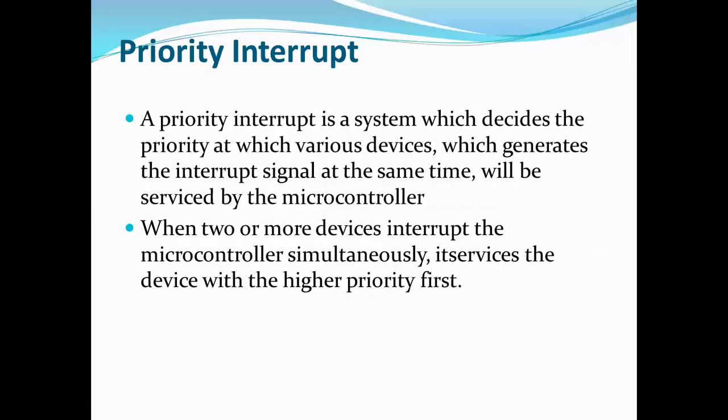Priority interrupts: what is a priority interrupt? It is a system which decides the priority at which various devices, which generate the interrupt signal at the same time, will be serviced by the microcontroller. When two or more devices interrupt the microcontroller or processor simultaneously, it services the device with the highest priority. Whenever two interrupts are raised, the question of priority comes up. So the interrupt having the highest priority gets the processor's service first.